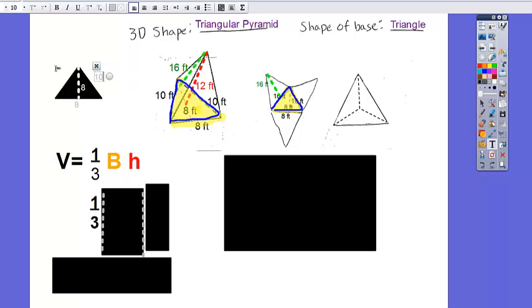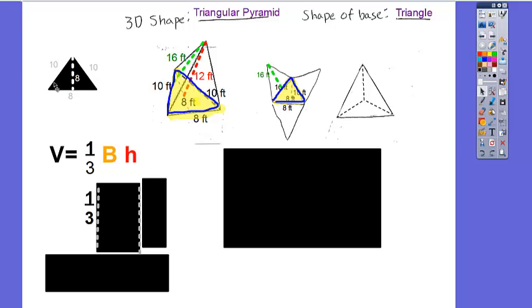So now when I go to do big B, I don't have to worry about anything on the whole 3D shape. I only have to worry about this base that I just pulled and rewrote. So formula for area of a triangle, 1/2 BH. What is the base of my base? The base of the triangle is 8. What is the height of my base? The height of the triangle is also 8. So when I go to plug this in, I'm going to say big B equals 1/2 8 times 8.